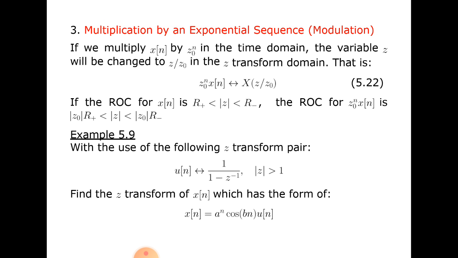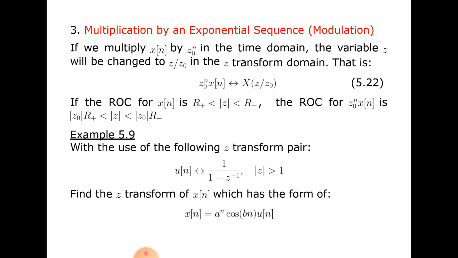If the ROC for x of n is r plus less than modulus of z less than r minus, the ROC for z naught power n times x of n is modulus of z greater than modulus of z naught times r plus and less than modulus of z naught times r minus. An example of this: the following is a transform pair, u of n lies between 1 divided by 1 minus z power minus 1, where modulus of z is greater than 1.